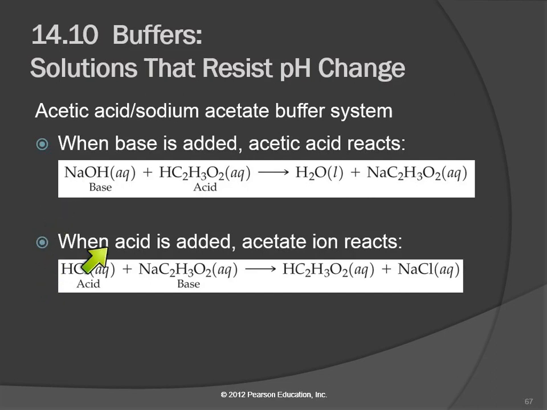If we add acid to this solution, we also have sodium acetate. This is the acetate ion. That's the conjugate base of acetic acid. We add acid to this, and the conjugate base can take that proton and neutralize the acid.